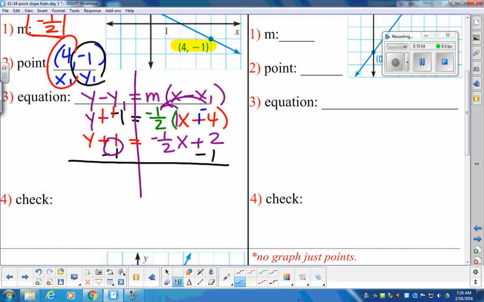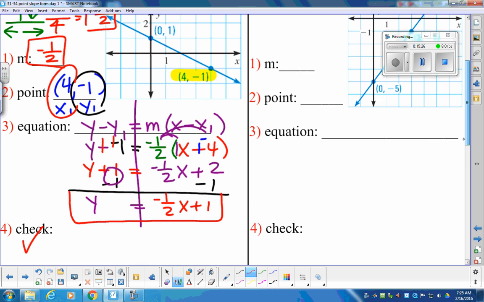On the left-hand side, I have y equals. If I haven't used it, drag it down. And then I have a positive 2 minus 1 is positive 1. There is my equation, y equals negative 1/2 x plus 1. We are going to skip the check for today because I don't want to confuse you by doing too much work, especially through this video. So we're going to skip the check, and we're going to just go on to the next problem.